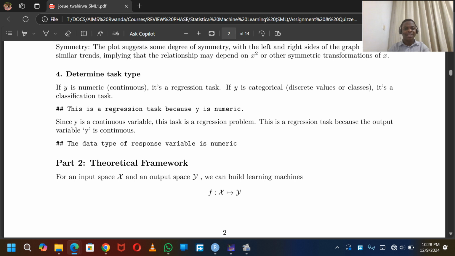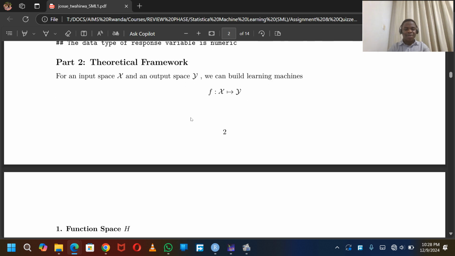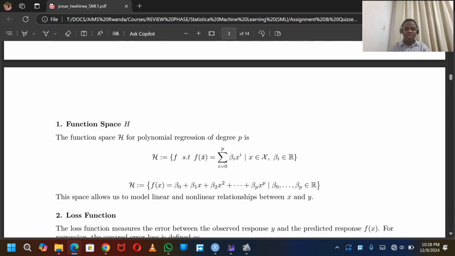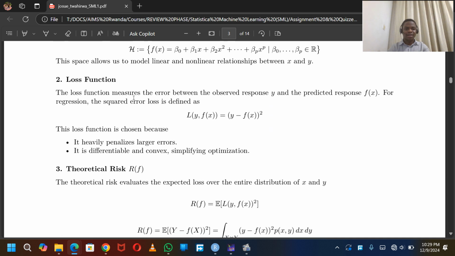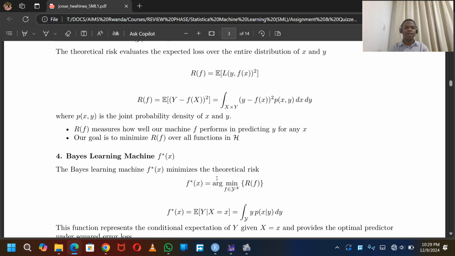So I have studied the machine. I was trying to build a machine that will help me to study my data set easily. I have defined the polynomial of degree p. It's non-linear, as you see. The data also are not linear. I have defined the loss function to measure the error between the observed values and the predicted values.